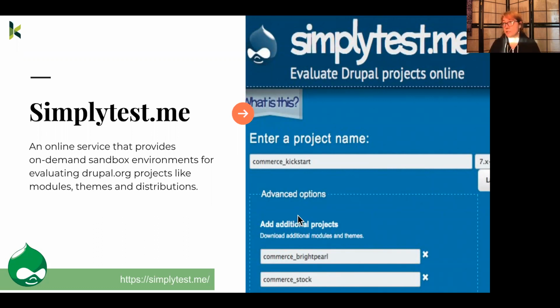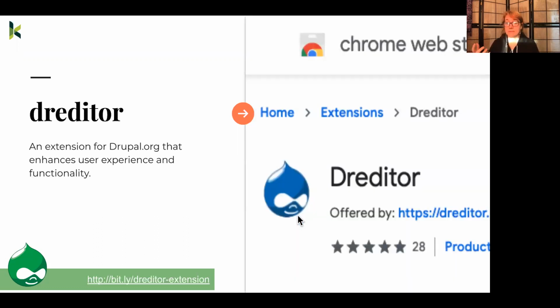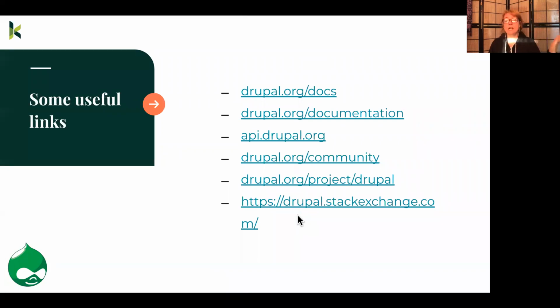Dreditor is that online tool I talked about that adds some functionality and creates a slightly different user experience for people in the issue queue. Unfortunately, the status is cloudy with a chance of deprecation, but it still works. And I'll show you the difference between having Dreditor installed and not having Dreditor. It adds a couple of buttons in the issue queue, which are super handy for code review. And then I have some useful links.